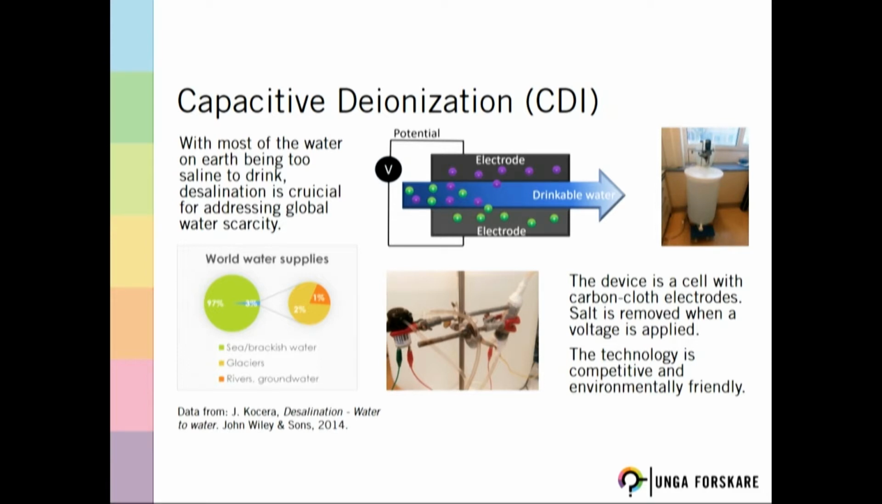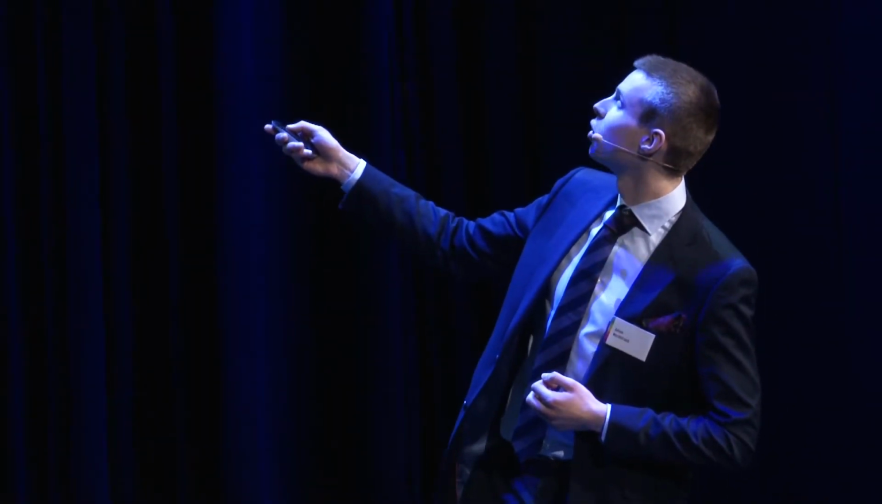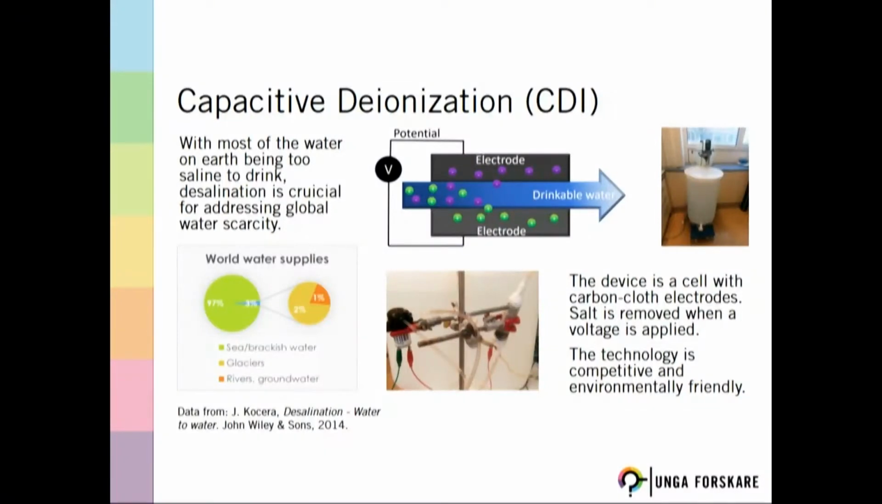And after a while, you fill up the cell more and more. So that means that we have to remove the power supply, and we let the ions go back. So you operate it in cycles. First you get fresh water, and then you get wastewater that we throw away.